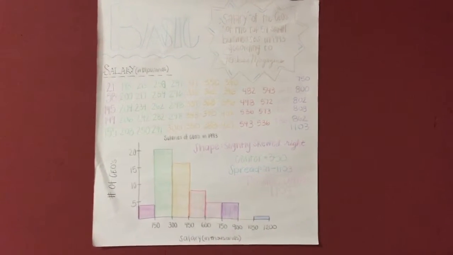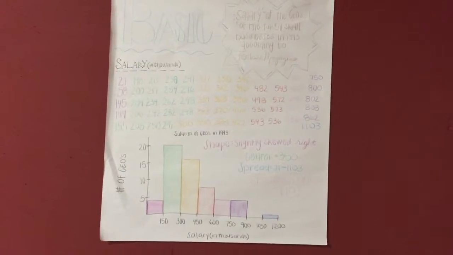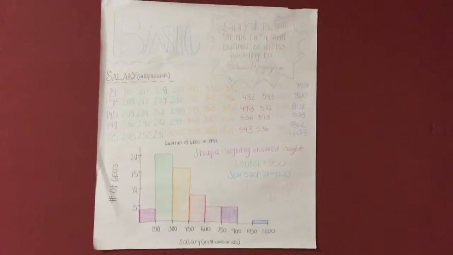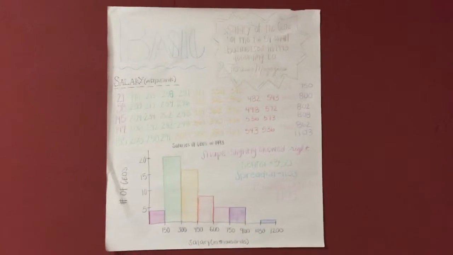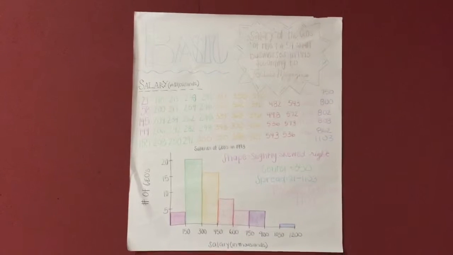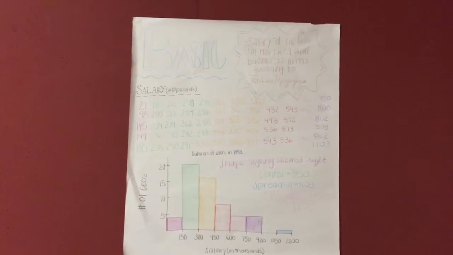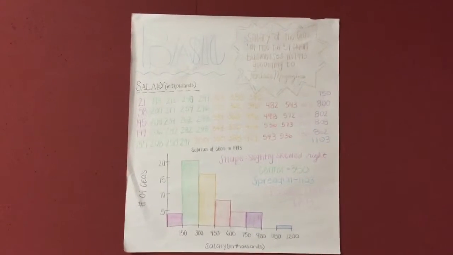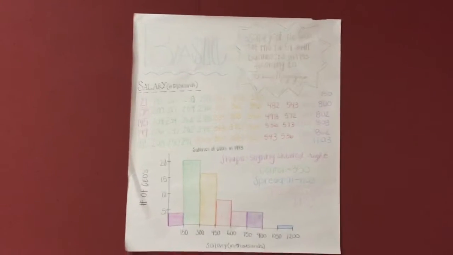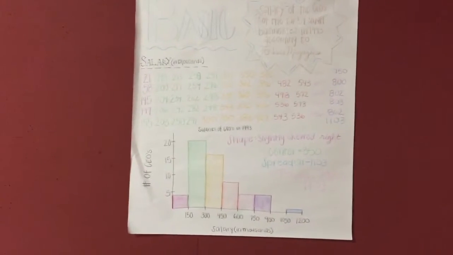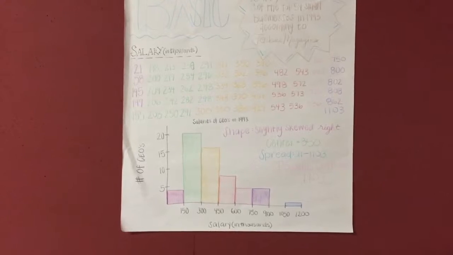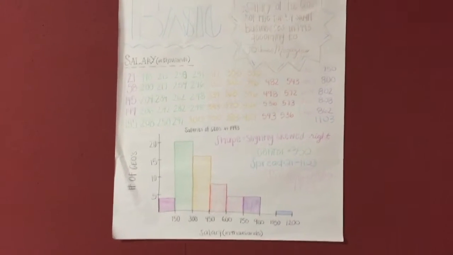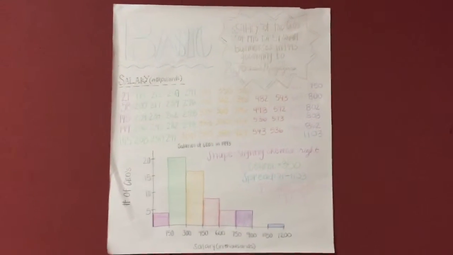For this video, we will be analyzing graphs and data. Let's start with our basic problem. For our basic problem, we are given the salary of the CEOs of the top 59 small businesses in 1993 according to Forbes magazine. So as you can see, I listed out the salary in thousands. And then I constructed a histogram, which was our first task.